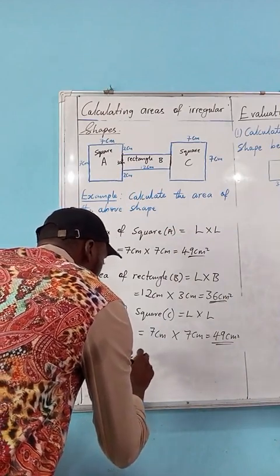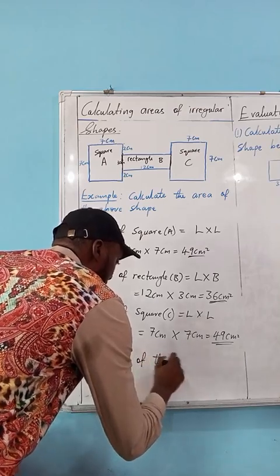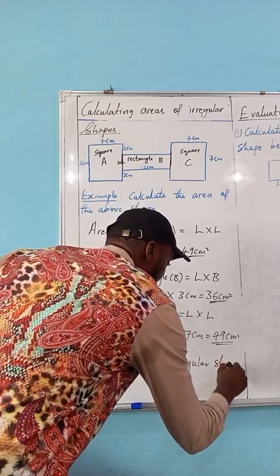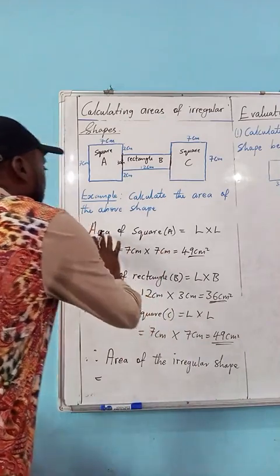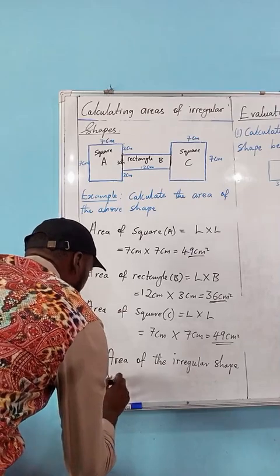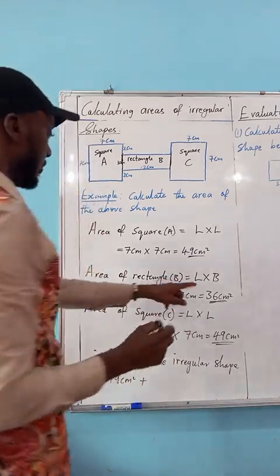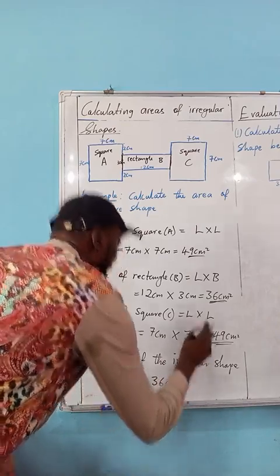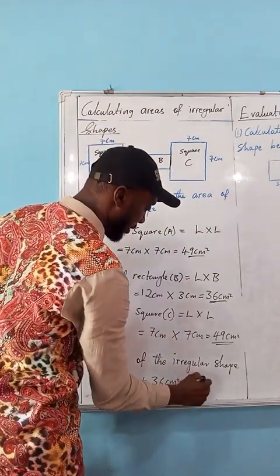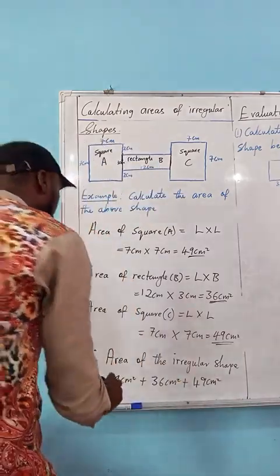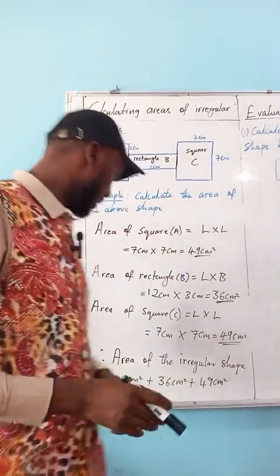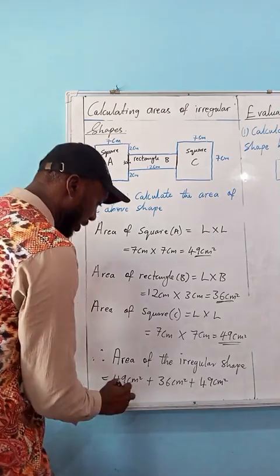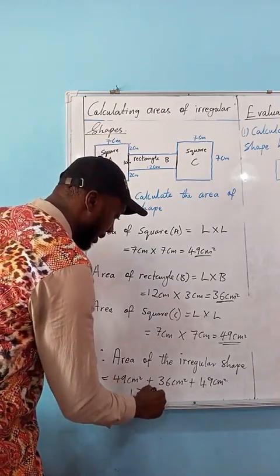Therefore, the area of the irregular shape, that's the shape above, is equal to, we got the area of square A as 49 cm squared, plus the area of the rectangle is 36 cm squared, plus the last shape, we got it as 49 cm squared. So we'll now add all of them. In calculating this, we have 49 cm squared plus 36 cm squared plus 49 cm squared will now give us 134 cm squared.